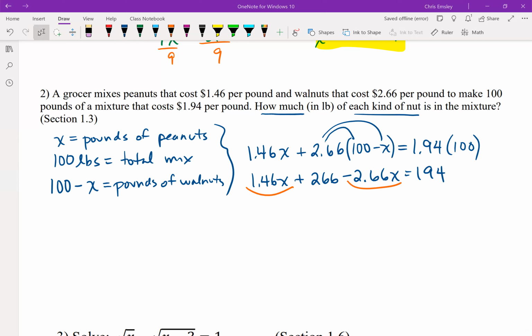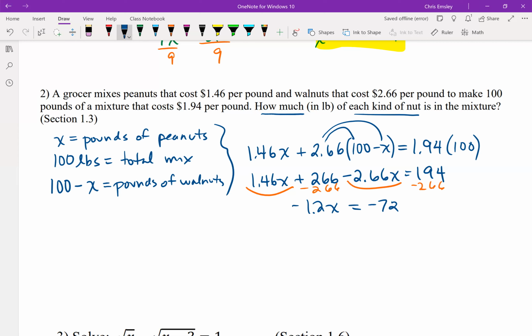146 minus 266 is negative 1.2. Probably could have done that in my head. And I'm also in that step going to subtract this 266 over. So 194 minus 266 gives us negative 72.